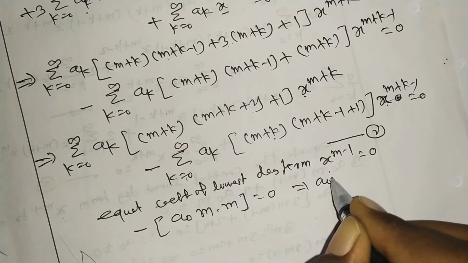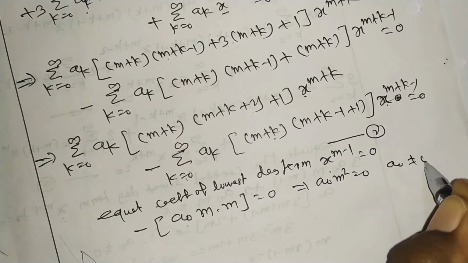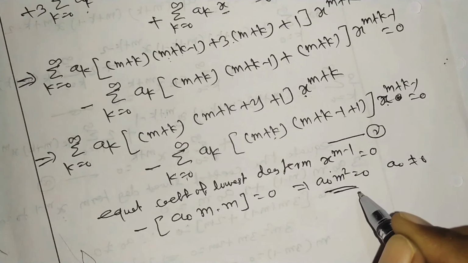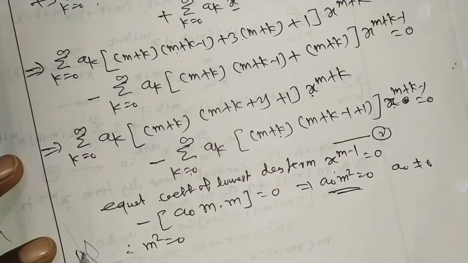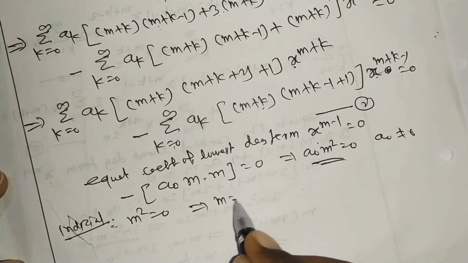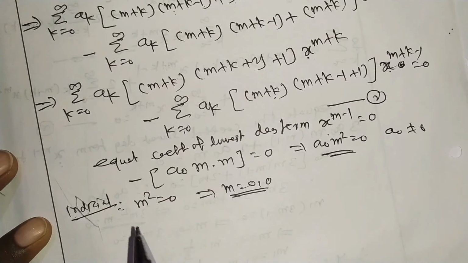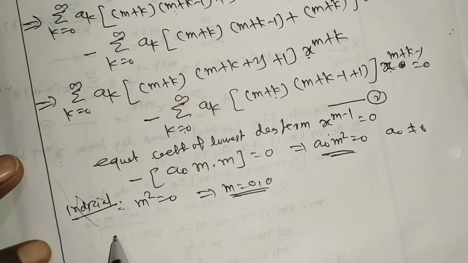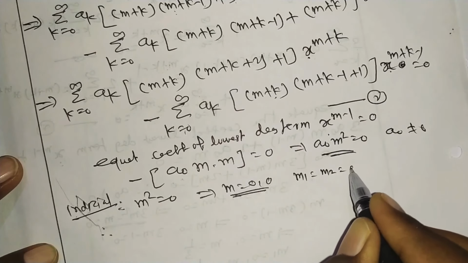That is a0 into m square equal to 0, but a0 is not equal to 0. So m square equal to 0. This is called the indicial equation. So m square equal to 0, then we can write m equal to 0, 0. So the roots are repeated, that is m1 is equal to m2 equal to 0.